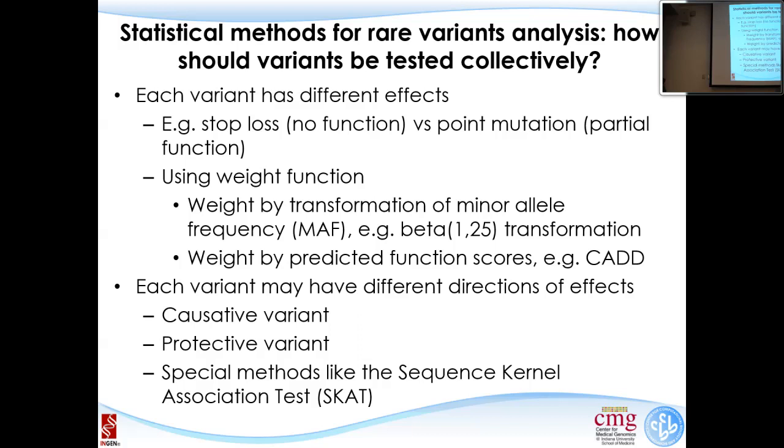Of course, you can use a predictive function score, for example the CADD score. If it is below 10, it is usually a benign mutation. Larger than 30, it is very, very deleterious. And another extreme is that different variants have different directions of effect. Some variants cause disease, and other variants protect you from having disease. You can use a standard test called SKAT, the sequence kernel association test.